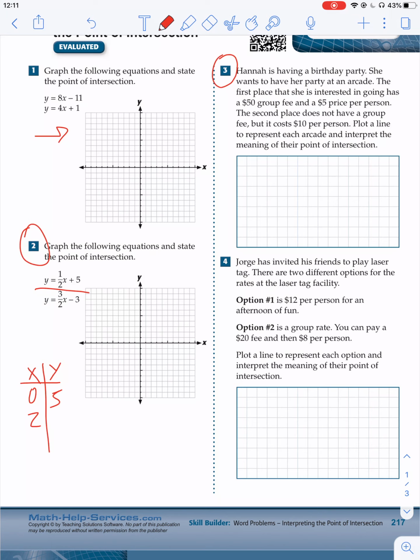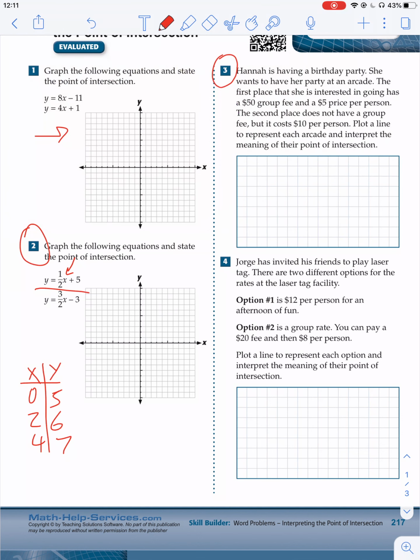Okay, so if you plug in x is equal to 2 over here, half times 2 is just 1, and 5 plus 1 is 6. Okay, and again, if you plug in x is equal to 4, then half times 4 is 2, and then 5 plus 2 will be 7. Okay, and so again, you can easily plot this, right?